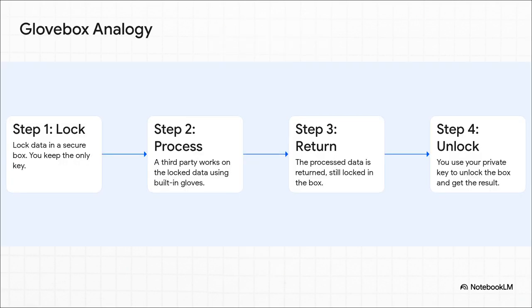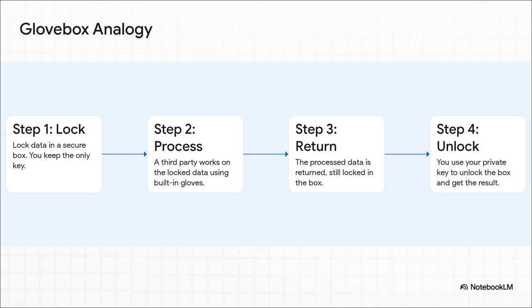Okay, the absolute best way to wrap your head around this is with the secure glove box analogy. So imagine this. You take some really valuable materials and you lock them inside a transparent box. This box has built-in gloves, but you keep the only key. Now, you hand this locked box over to an artisan. They can see the materials through the box, and they can stick their hands in the gloves to work on them. But, and this is the important part, they can never actually touch the raw materials.